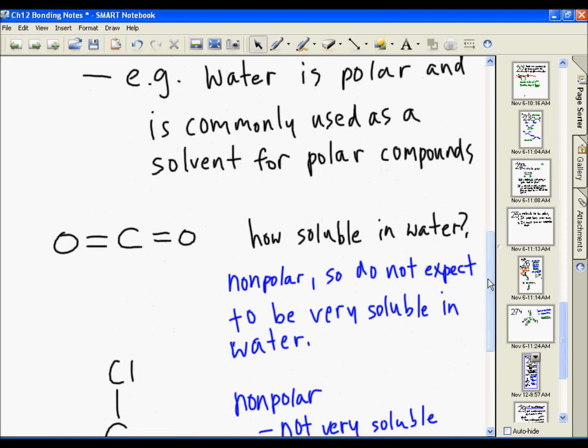So if we're talking about water, let's think about CO2, carbon dioxide. And we've already said that this is a nonpolar molecule. So how soluble do you expect carbon dioxide to be? It's nonpolar, so we don't expect it would be very soluble in water. So in your experience, do you find that? Do you think carbon dioxide is soluble in water or not? Why not?